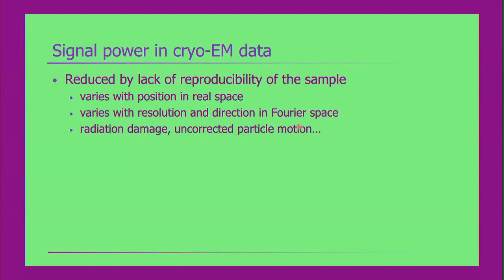If something's wobbling back and forth, the Fourier terms in the direction that it wobbles in are systematically lowered, so that you get less signal power in different directions in Fourier space. So it varies with Fourier space in both resolution and direction. And then, of course, there's all sorts of effects like radiation damage and uncorrected particle motion.